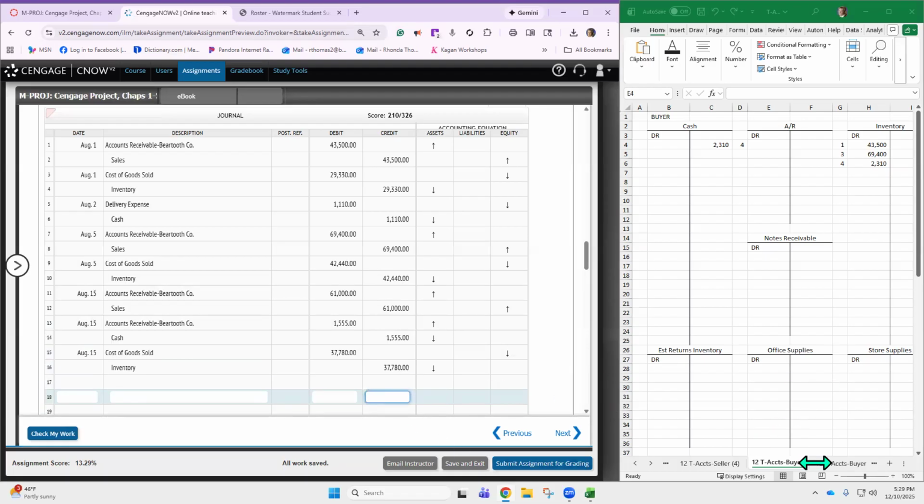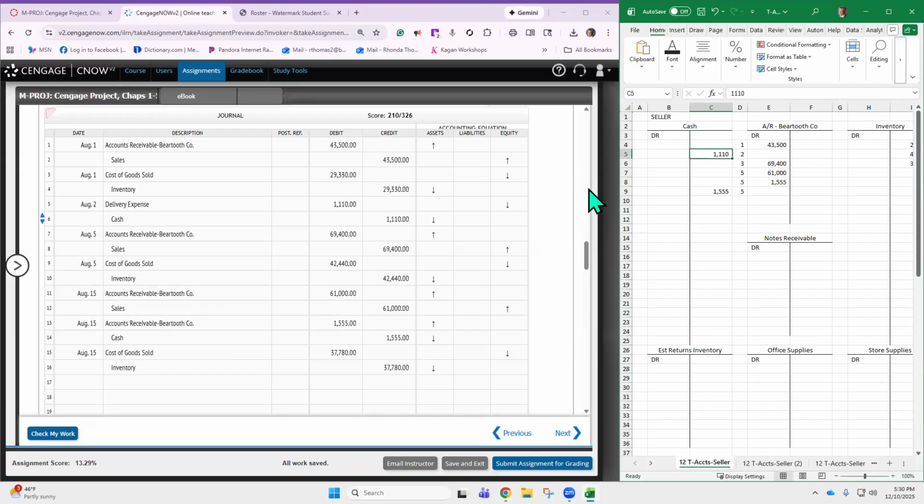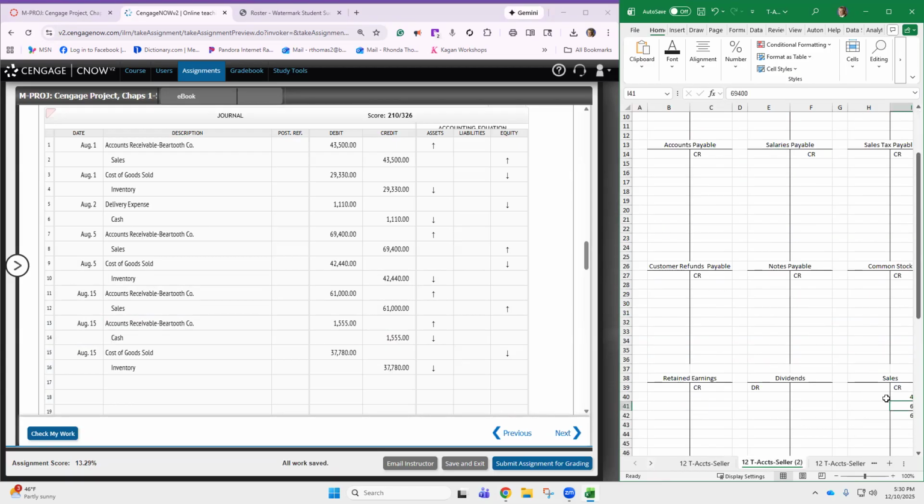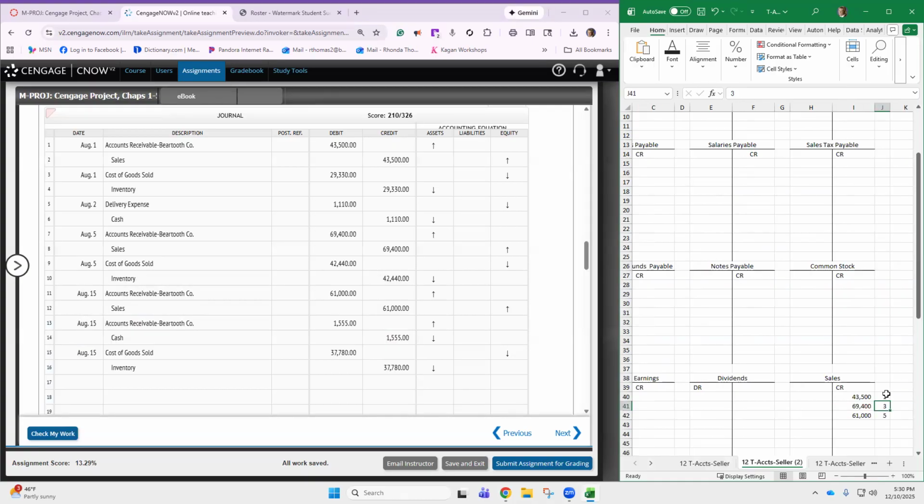Okay, so now let's go to the buyer's T accounts. Because we've got the seller, let's just double check I got the seller in right, one more time. This sale right here is $61,000, and I debited accounts receivable for $61,000. But then I credited sales. Yeah, here's my sales down here in the corner, $61,000.